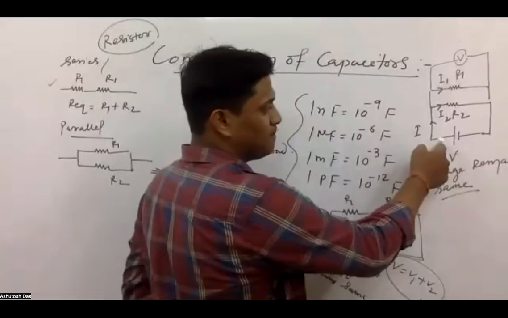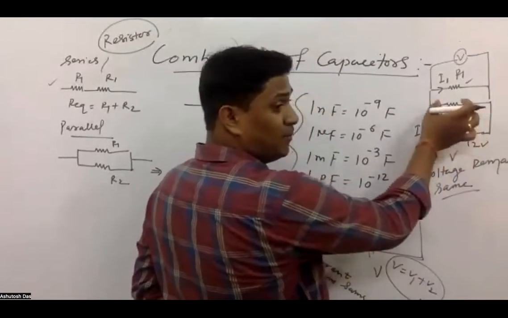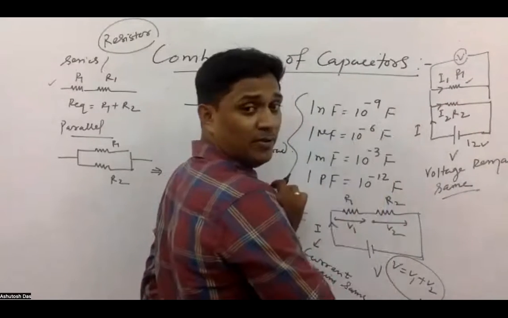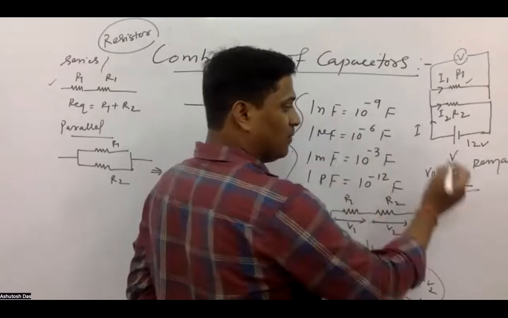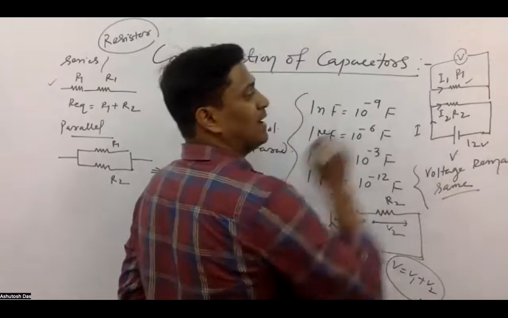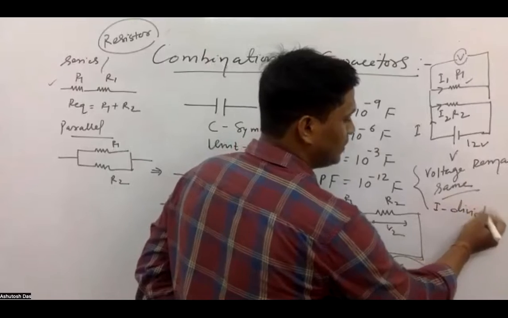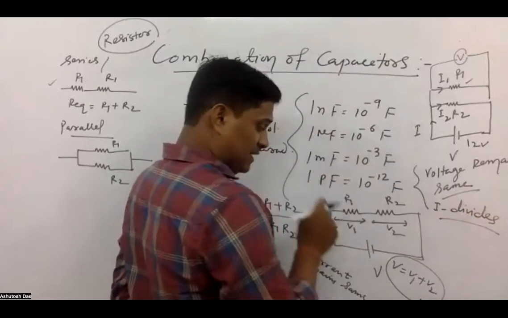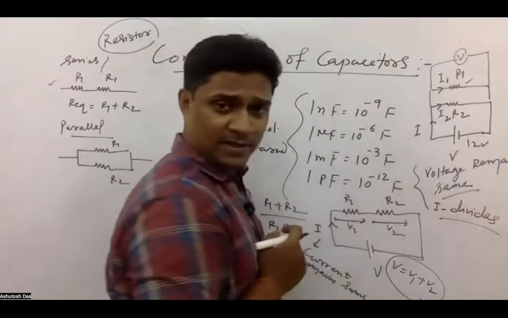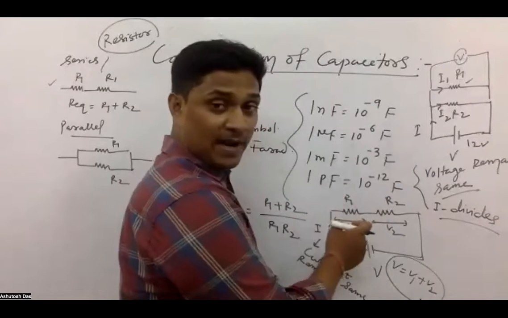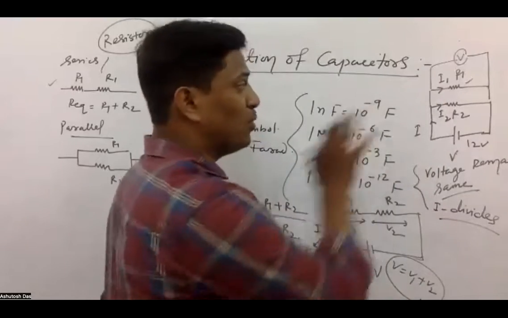If the voltage we are giving is 12 volt, and you measure the voltage across resistance R2, you will also get 12 volt. If you measure the voltage across R1, you will also get 12 volt. Here the voltage remains the same, but the current divides. In parallel, the current I divides. Very important, remember this. In series connection, the current remains the same. In parallel connection, the current divides. In series connection, the voltage divides, and in parallel connection, the current divides. It's the most important thing.